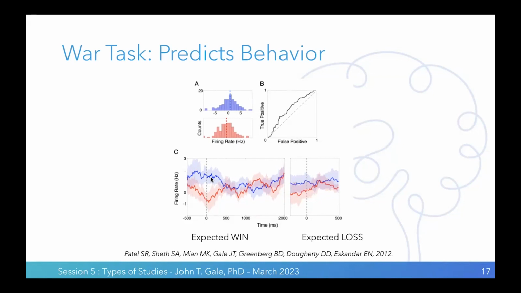Very interesting. So now we can actually tell before a patient chooses whether they're going to choose high or low just based on the firing rate of the neurons.